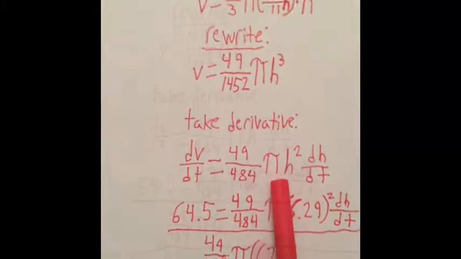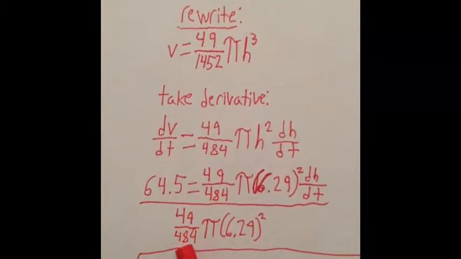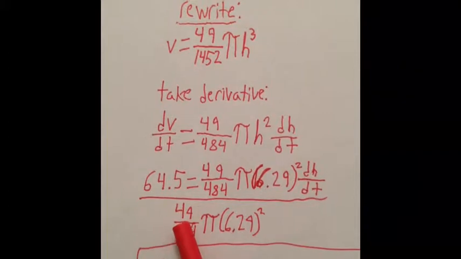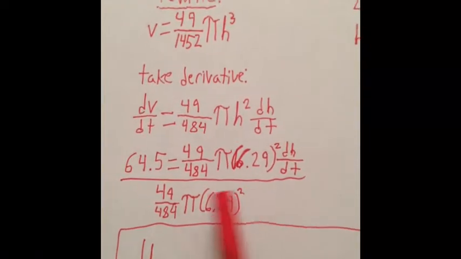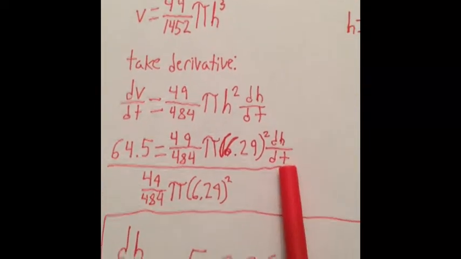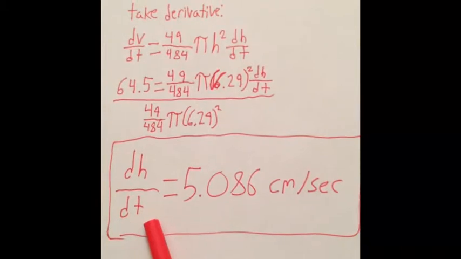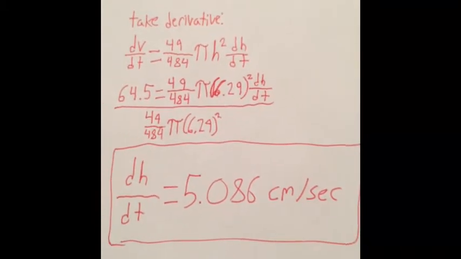And our next step will be to take the derivative. We can plug in our values. We know dV over dt from the original problem, and we have our new h from when we did the ratios, we found that. And then our next step is just to divide by everything in order to find dh over dt, and our final answer is dh over dt equals 5.086 centimeters per second.